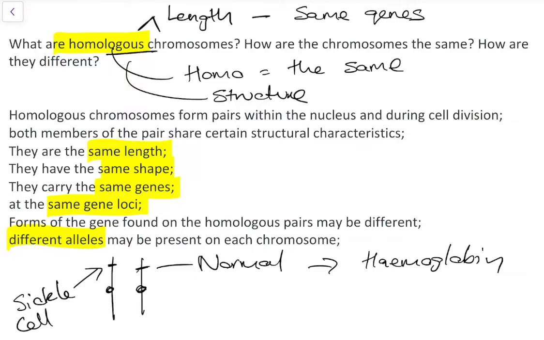The other thing that they do that we'll see when we look at cell division is that they will form pairs during cell division. They can pair up, find their partner, and they also do this pairing up in the making of sex cells that we'll look at in reproduction.